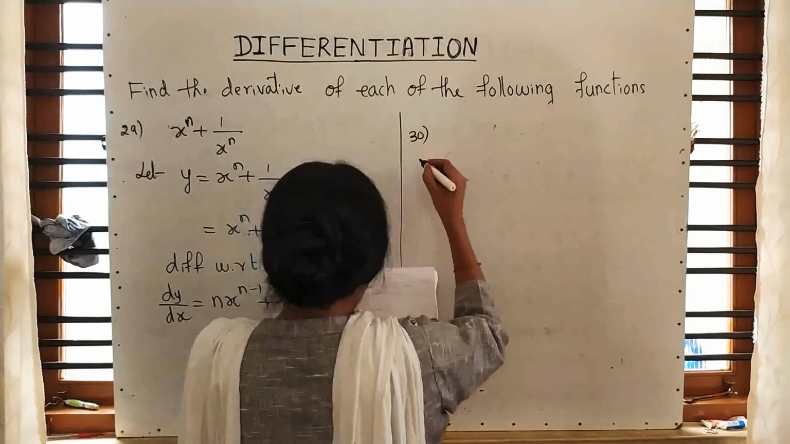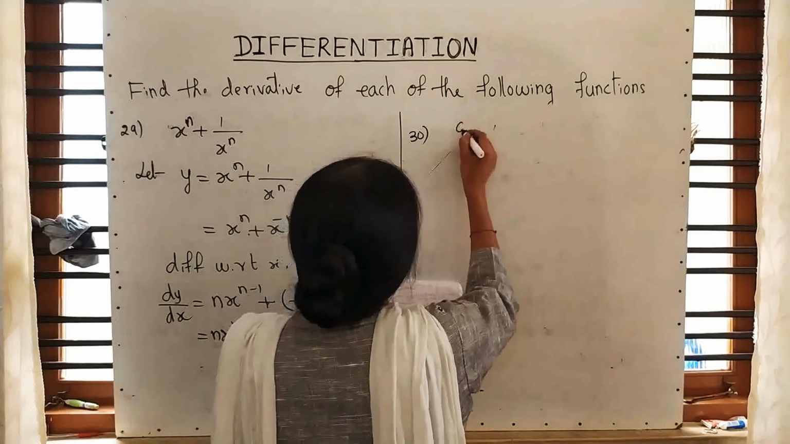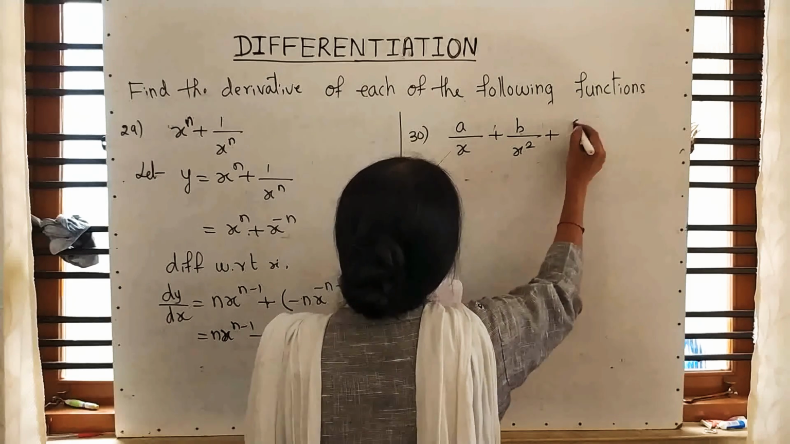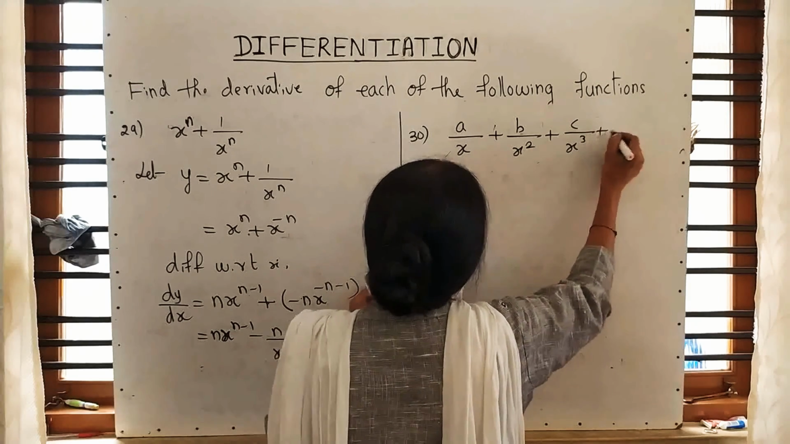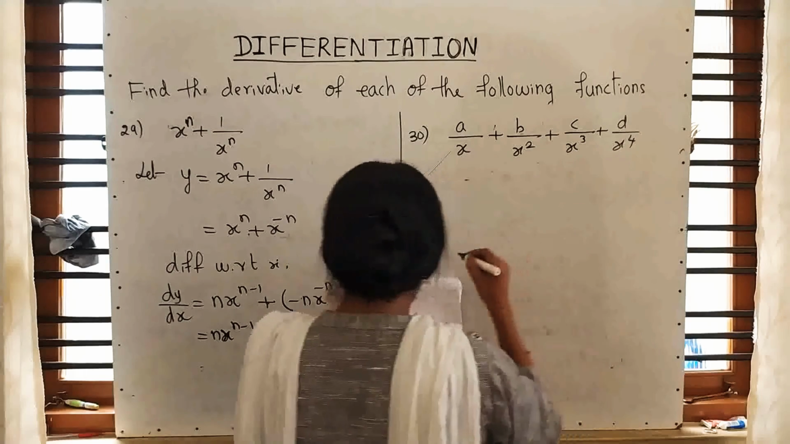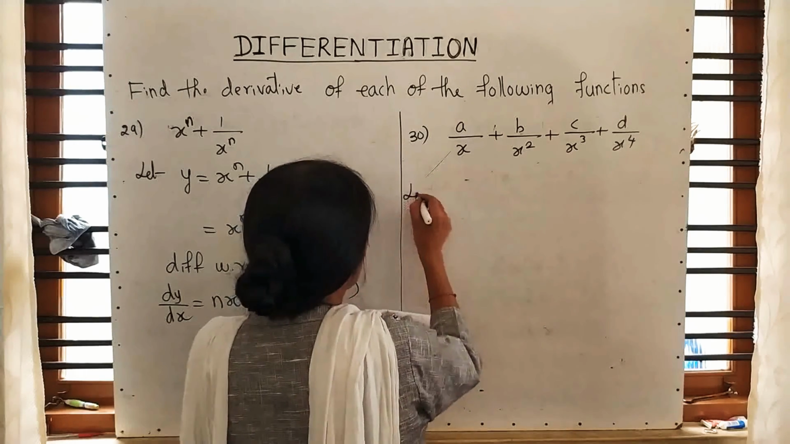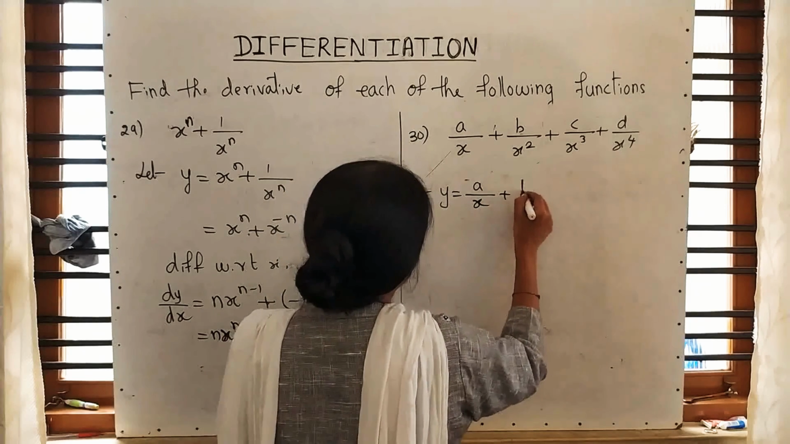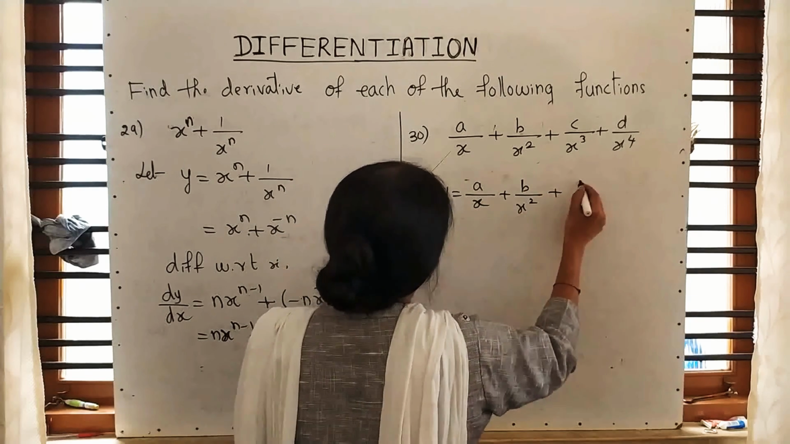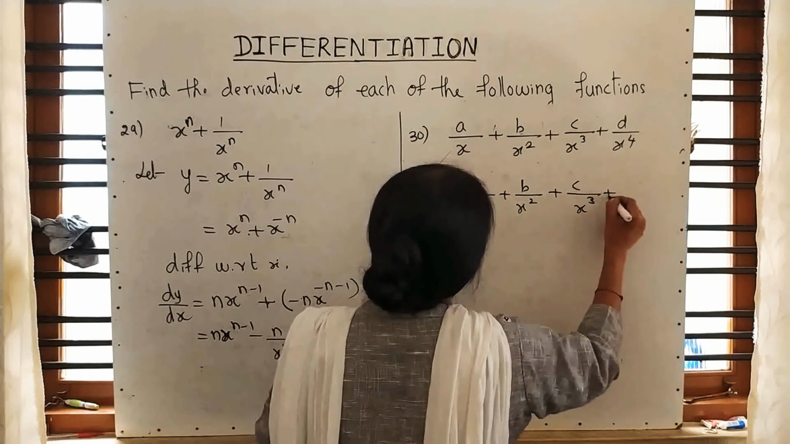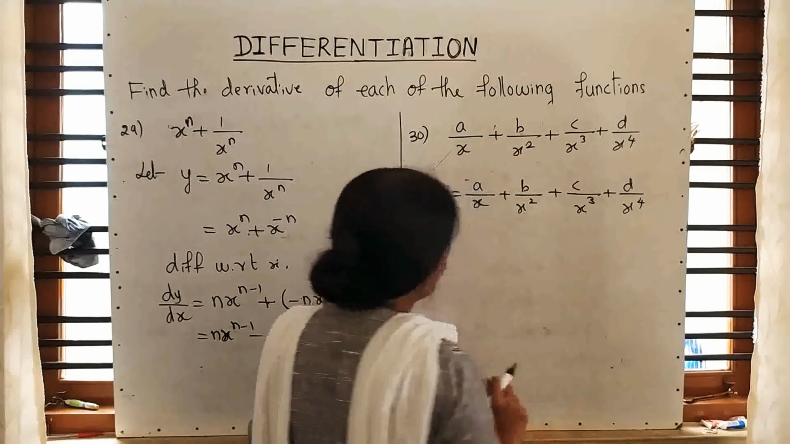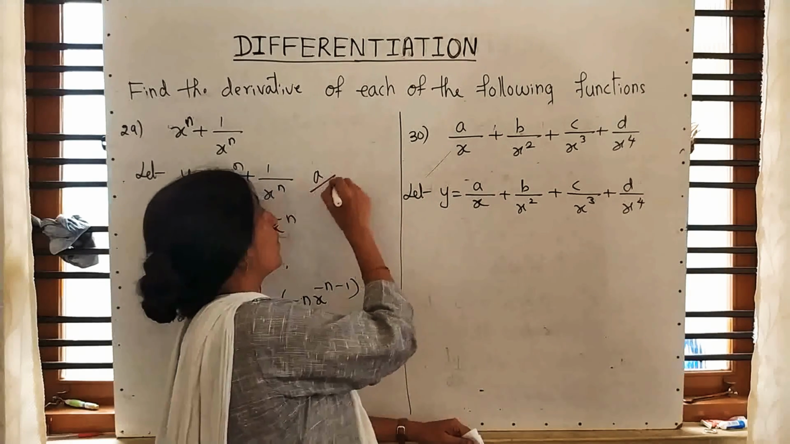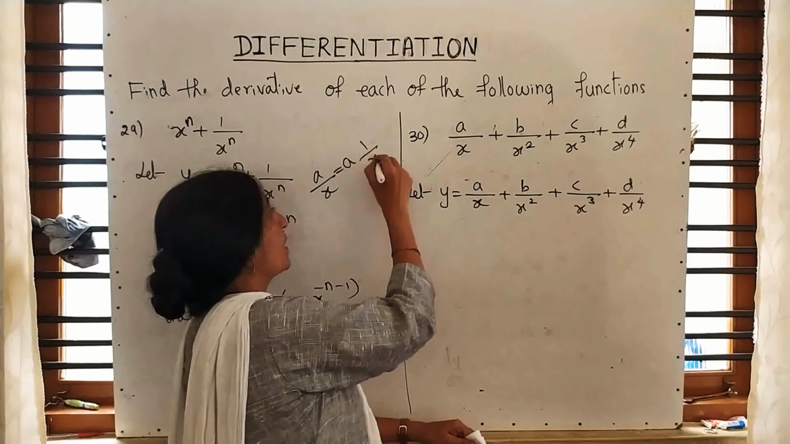Question number 30. A upon x plus b upon x square plus c upon x cube. See, first I will write the problem in systematic way. And open the formula list. In that formula list, see, a by x is nothing but a upon x will be written as a into 1 by x, correct or not?